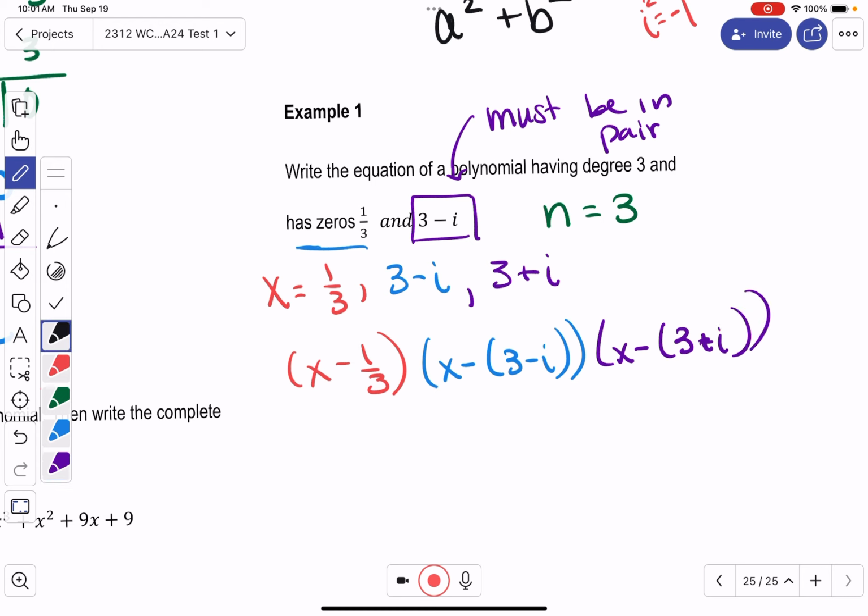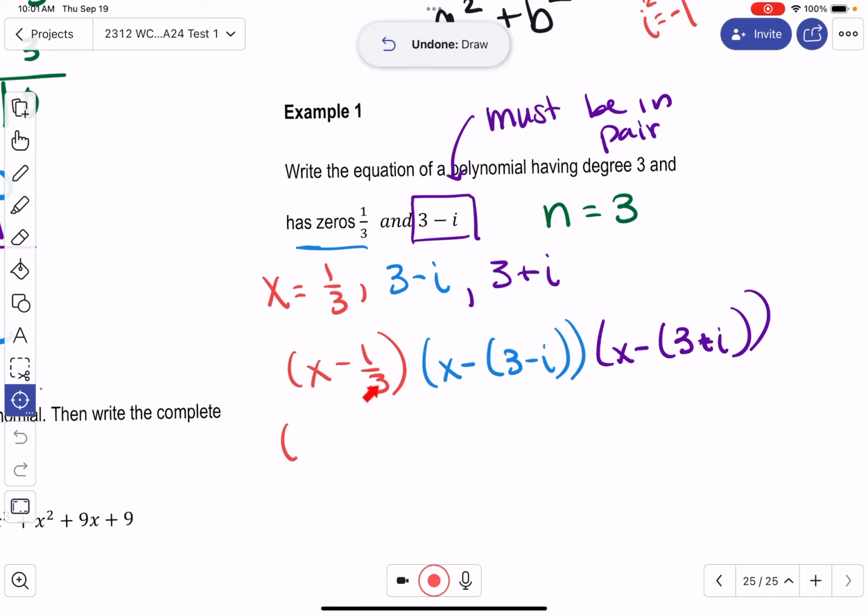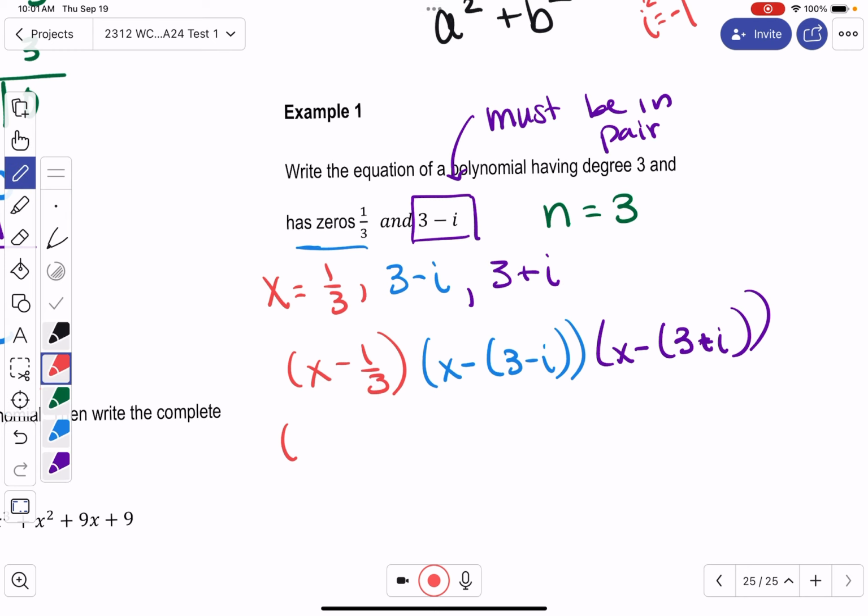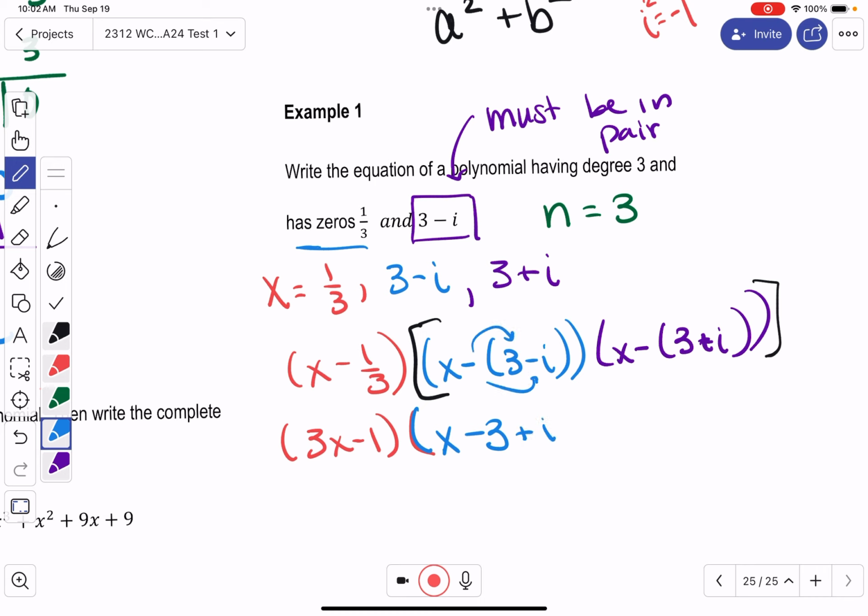So what we'll do is we'll clean up the imaginary parts and rewrite them. Remember, this right here, you take the fraction into an actual number by sliding the 3 to the front. So that's 3x minus 1 times. And then we're going to clean up this part first. And rewriting this, we get x minus 3, distributing the negative, and then plus i here. And then, again, same thing, x minus 3 minus i, and distribute the negative here.